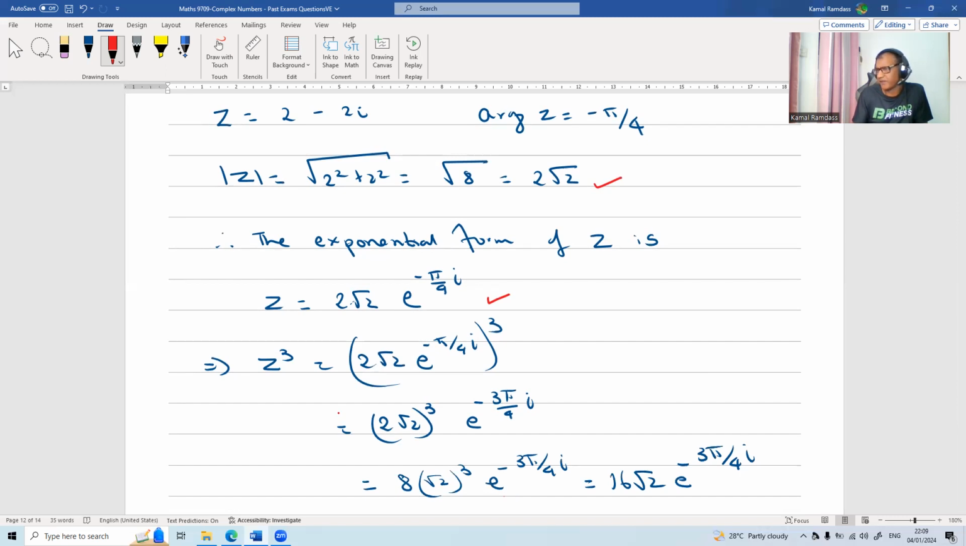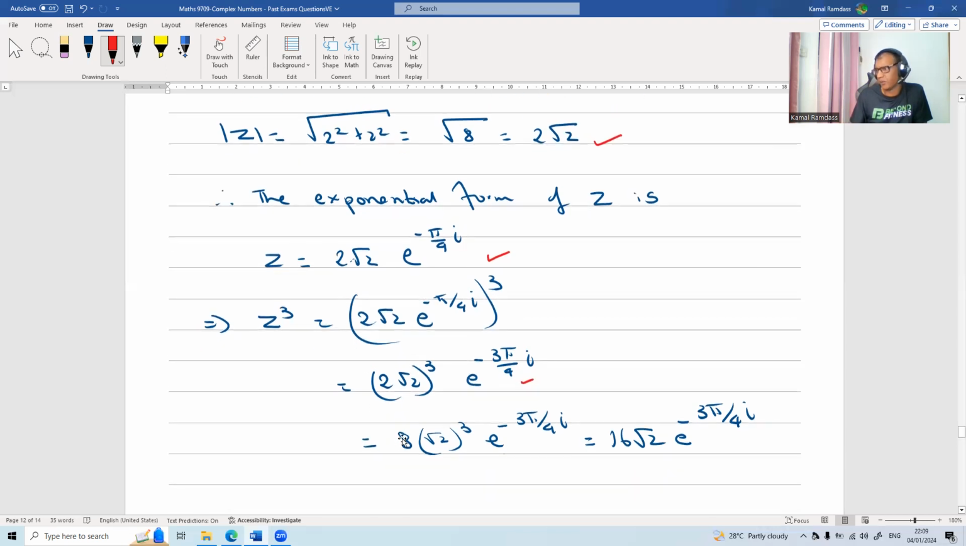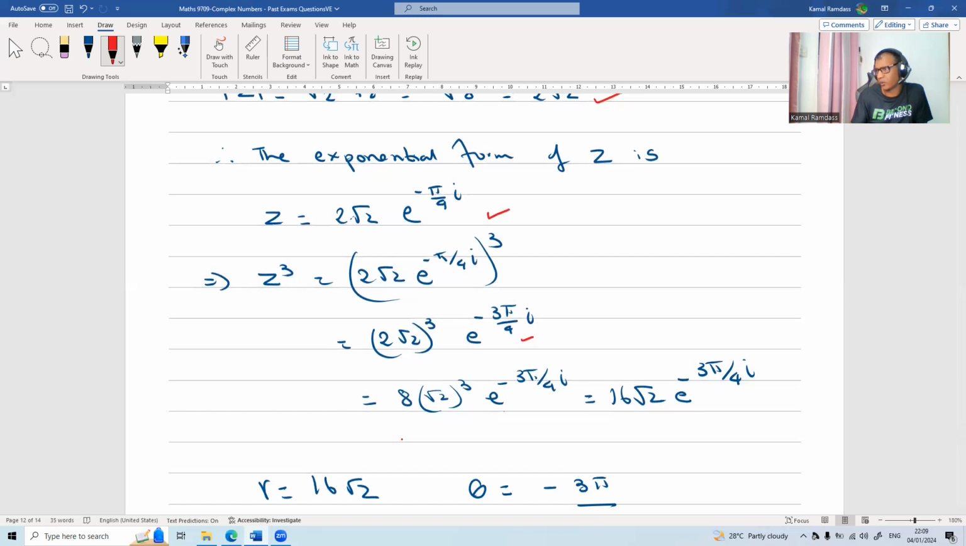Powers. Ça veut dire the whole to the cube. Nous gagnons 2 root de 2 to the cube multiplied by e à la puissance de retirer 3. Nous multiplions by sa power là by 3. Retirer 3 pi by 4i. On finit avec ça. Bon, à cela, nous pouvons éliminer 2 to the cube, nous gagnons 8. Et là, root 2 to the cube, et e à la puissance de négatif 3 sur 4i.